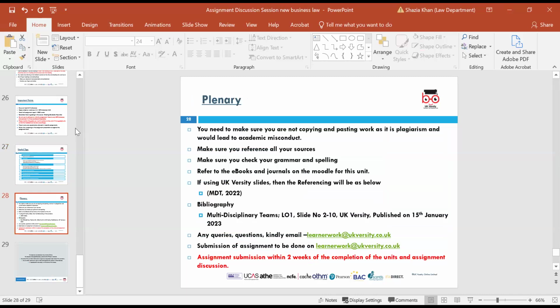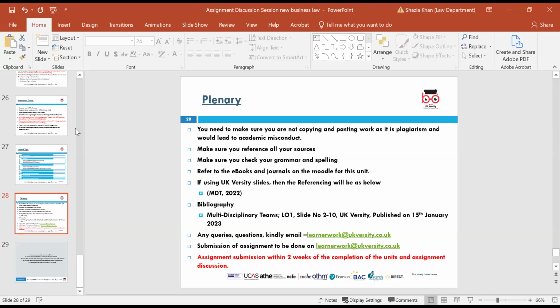Plenary: make sure you are not copying and pasting work, as that is plagiarism and would lead to academic misconduct. Make sure you reference all your sources, as I mentioned, and we're reiterating this time and time again as these elements come up when students have submitted assignments. Make sure you check your grammar and spelling, and that's really important, and avoid using American style. Refer to ebooks and journals on Moodle for this unit.